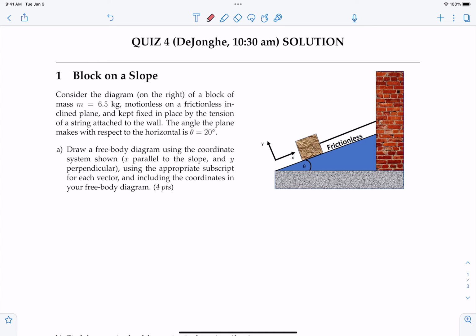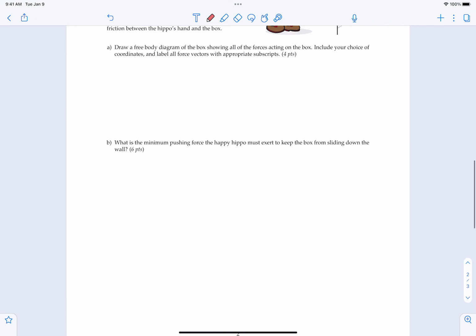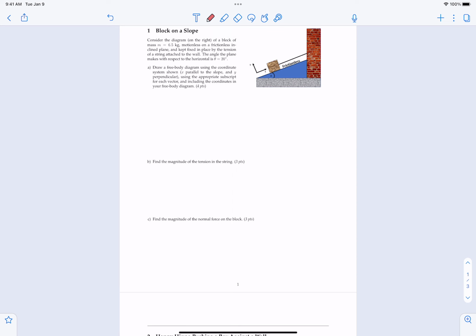All right, so this is quiz 4 review. For this quiz, we have 2 problems that we're going to go over. Once again, it's just kind of a rehash of the last week or two with Newton's second law and Newton's third law, just more complex problems with more moving parts.